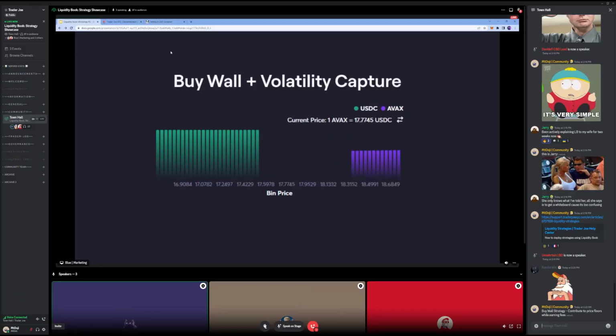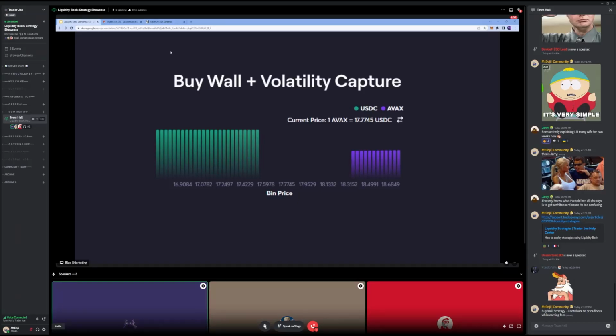So that's a buy wall. I didn't put sell wall here. So I've seen a number of users in the community actually share shapes similar to this. And this is where you want to take it a step further. So this could be a buy wall, and the title is buy wall and volatility capture.